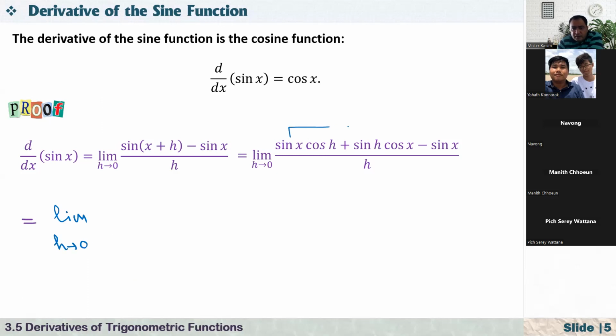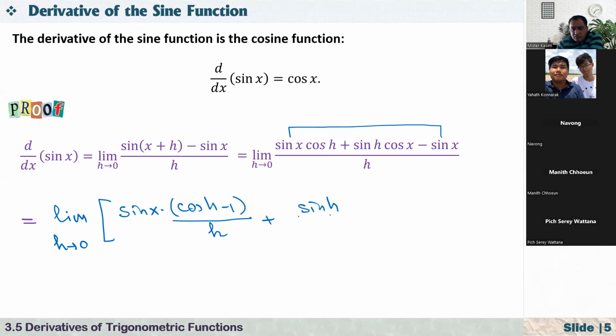Here, sine of x is a common factor. So I can rewrite here sine of x times, inside parentheses, cosine of h minus 1 over h, and plus the second one, sine of h over h times cosine of x, right?